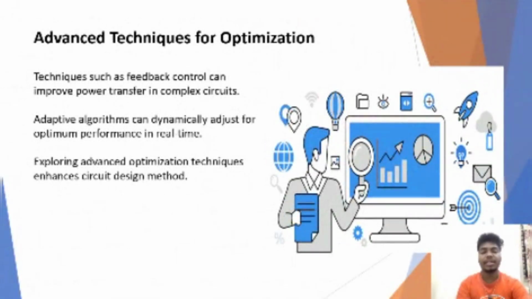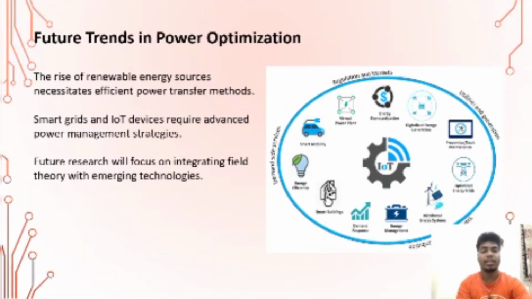Advanced techniques for optimization. Techniques such as feedback control can improve power transfer in complex circuits. Adaptive algorithms can dynamically adjust for optimum performance in real time. Exploring advanced optimization techniques enhances circuit design methods. Future trends in power optimization. The rise of renewable energy sources necessitates efficient power transfer methods. Smart grids and IoT devices require advanced power management strategies. Future research will focus on integrating field theory with emerging technologies.